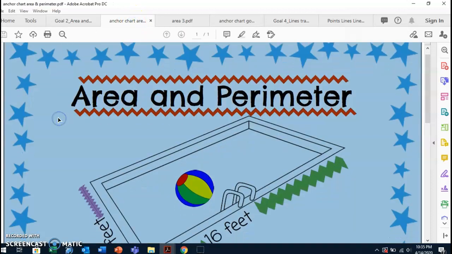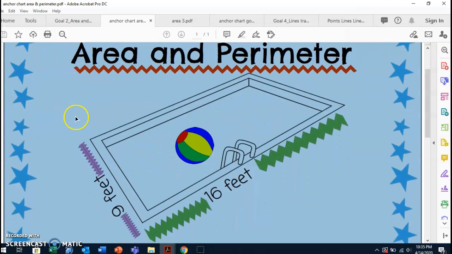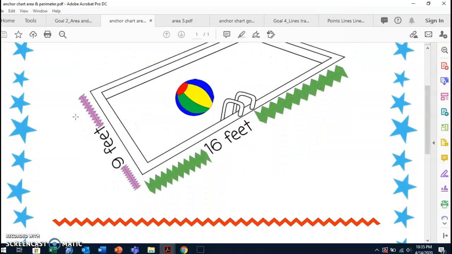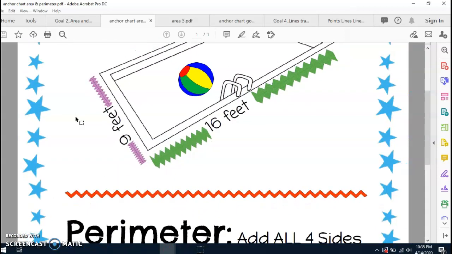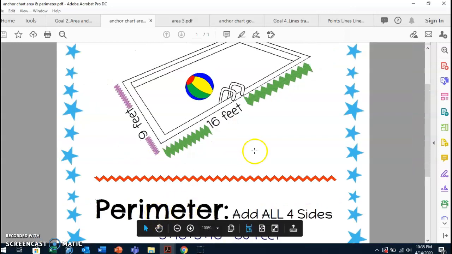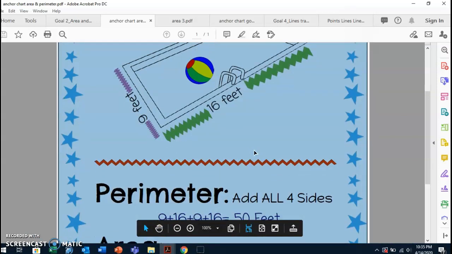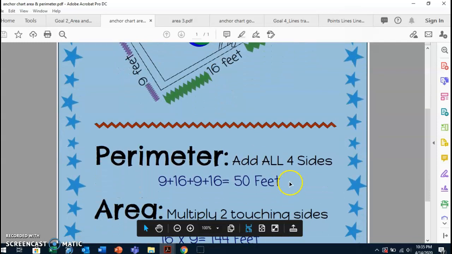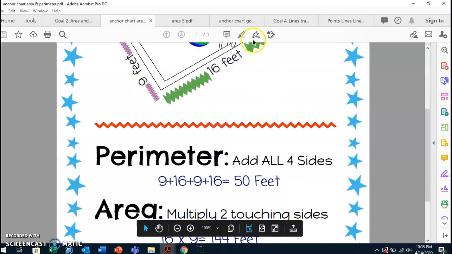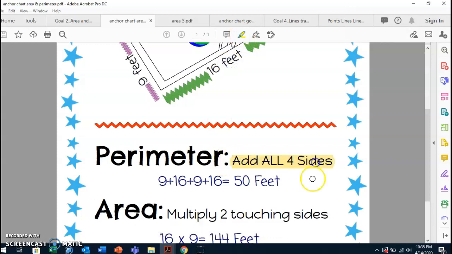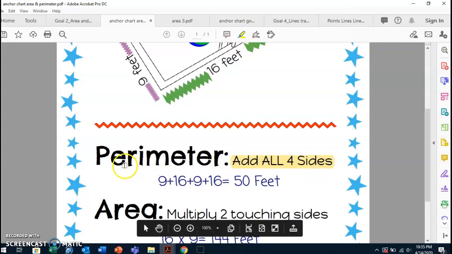Area and perimeter. Perimeter means you add all 4 sides. You add all 4 sides. For today, we're only going to be focusing on perimeter, not area.